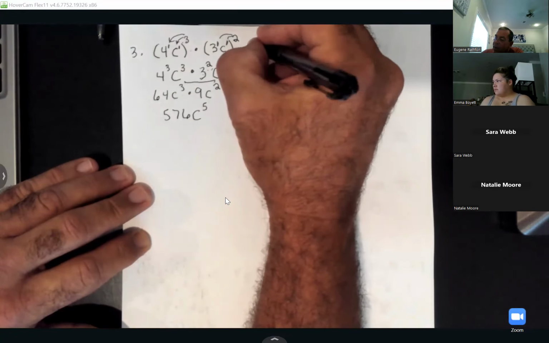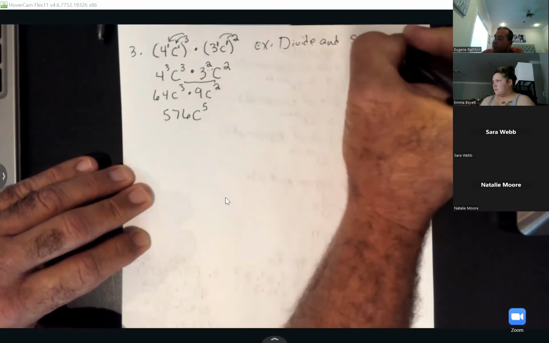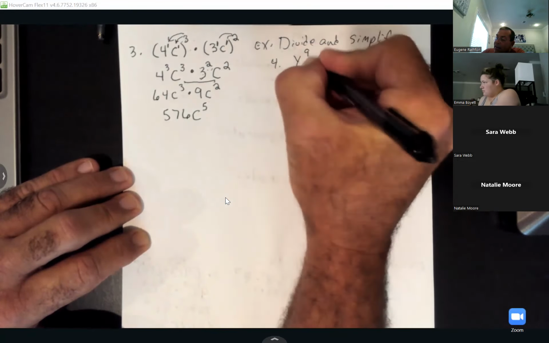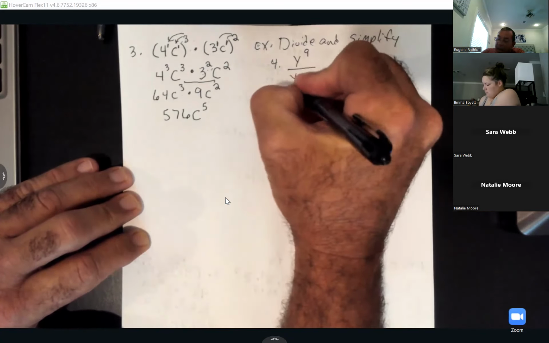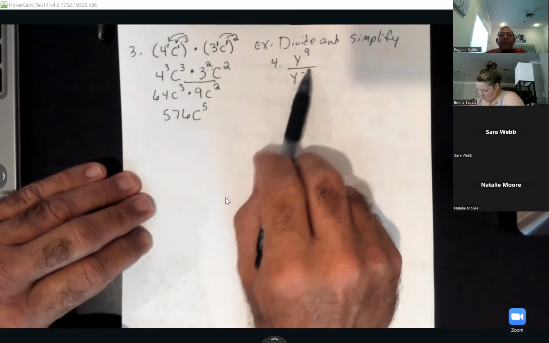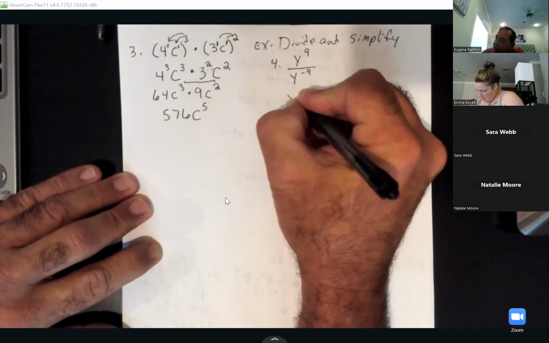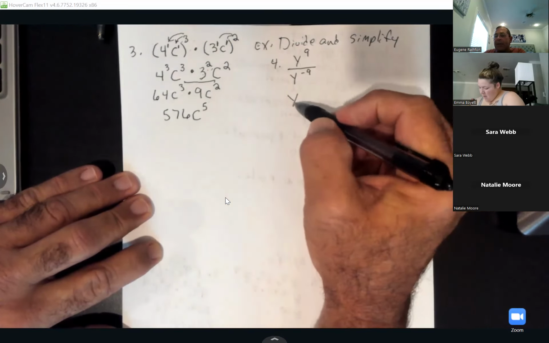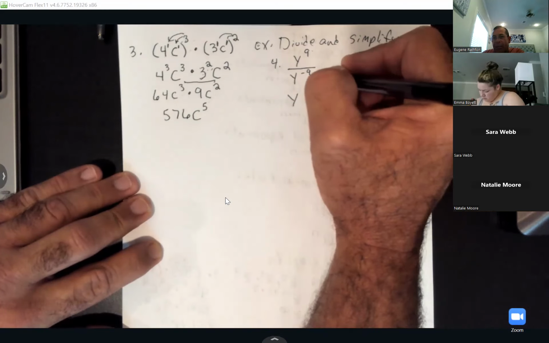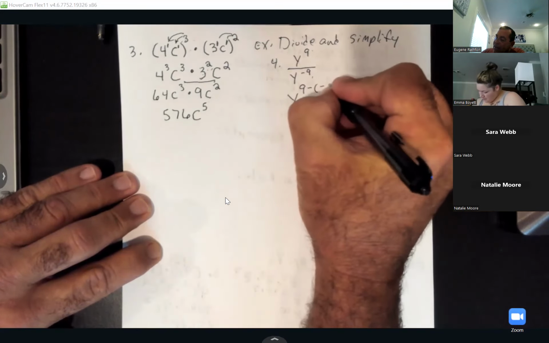All right, so this number 4 here, it says divide and simplify. So for 4, they're giving me a y to the 9th over a y to the negative 9. Well, this is division, so we're going to use the quotient rule of exponents. And the quotient rule of exponents says that you're going to bring that variable down. You're going to take the top exponent and subtract the bottom exponent. So y'all, that's going to give me 9 minus a negative 9.